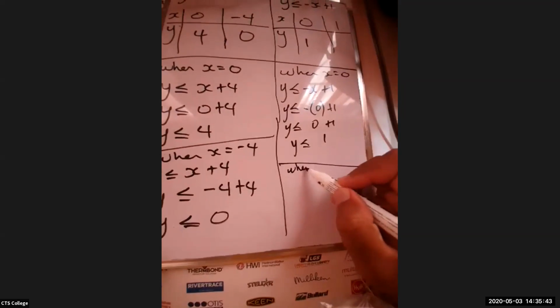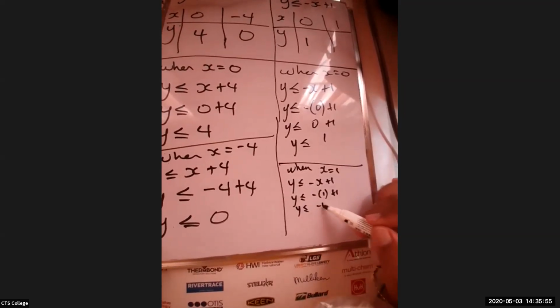When x is equal to 1, y is less than or equal to negative x plus 1. Y is less than or equal to negative 1 plus 1. So this is negative 1 plus 1. Y is less than or equal to 0. Everybody okay with what I have here so far?